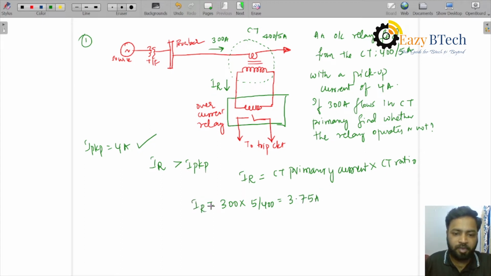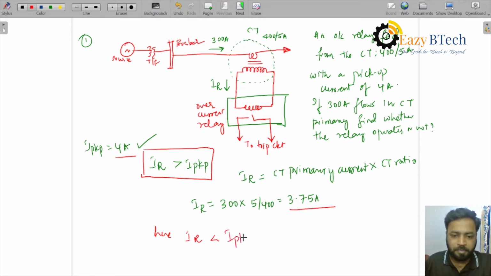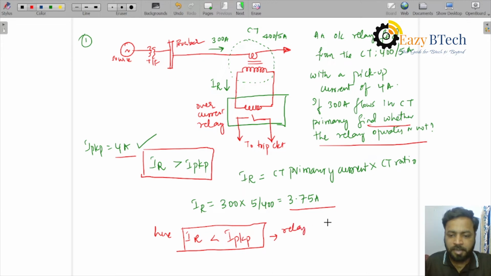So we got IR. Now we just need to make a comparison between the pickup current and the relay coil current, and we should see whether this condition is satisfied or not. If the current seen by the relay IR exceeds its pickup, then only the relay will operate. Here IR, 3.75, is less than the I pickup. So the question being asked is, find whether the relay operates or not. Since the relay coil current is less than pickup, we can say that the relay does not operate.